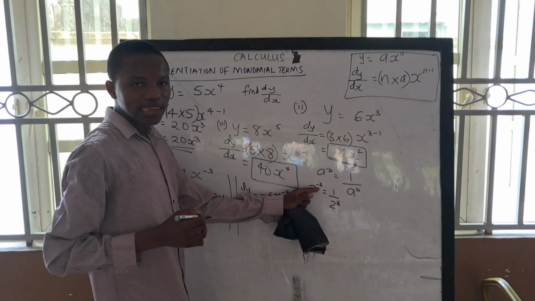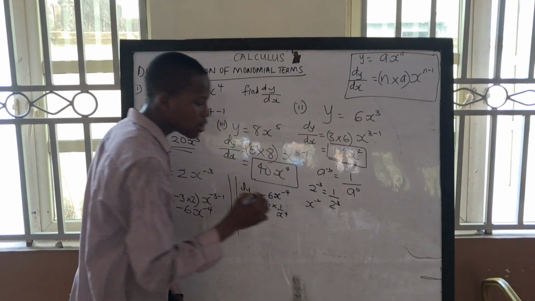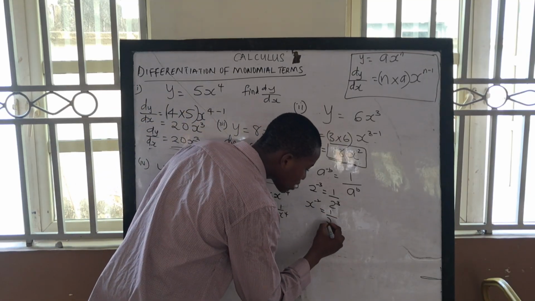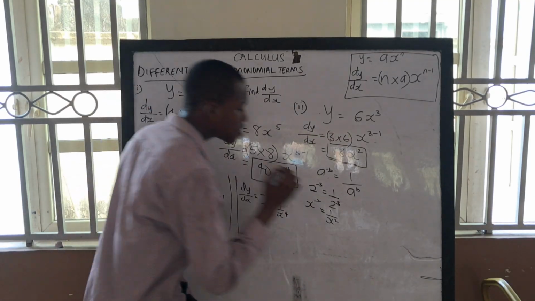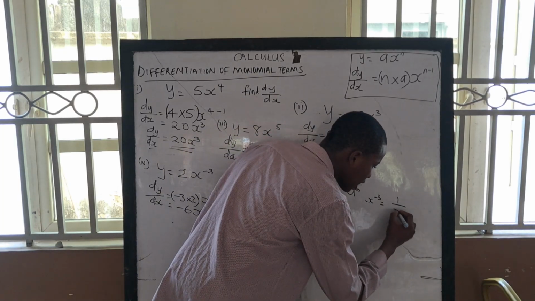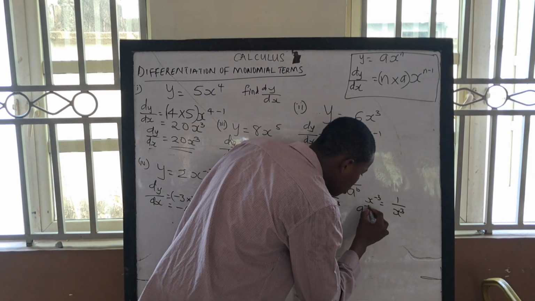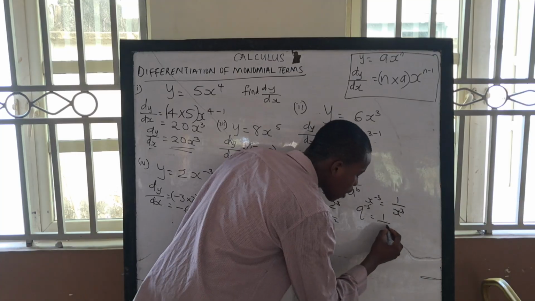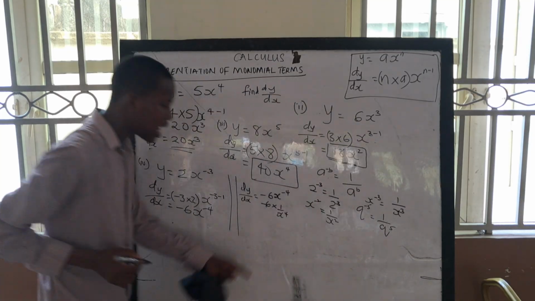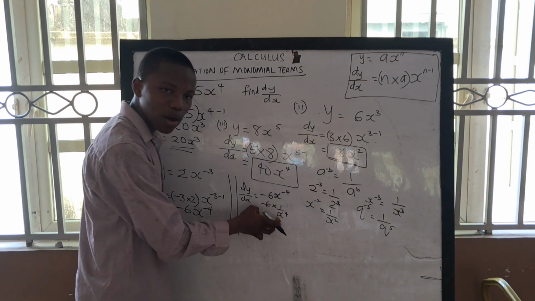Because I want to remove this negative sign. If I have x raised to the power minus 2, it's the same as saying 1 over x raised to the power 2. If I have x raised to the power minus 3, it's the same as saying 1 over x raised to the power 3. If you have q raised to the power minus 5, it's the same as saying 1 over q raised to the power 5. So that's what I did here. X raised to the power minus 4 is the same as saying 1 over x raised to the power 4.